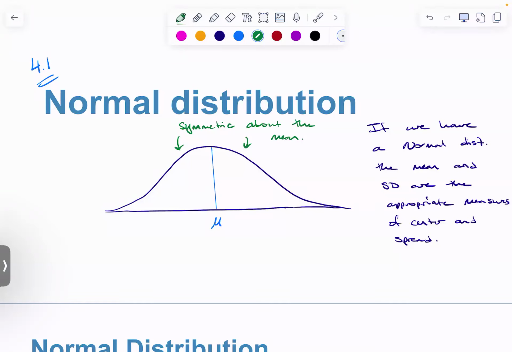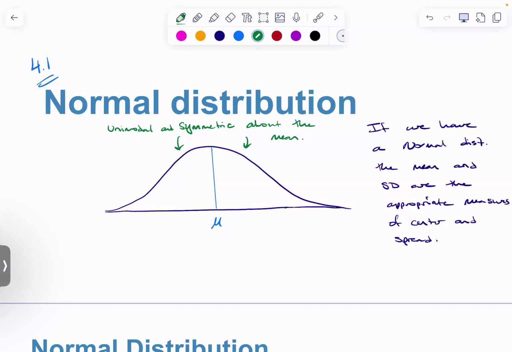In fact, it's unimodal, right? There's only one mode. And so I'll add that here. Unimodal and symmetric about the mean, which is on the next slide, but I wanna say it myself.